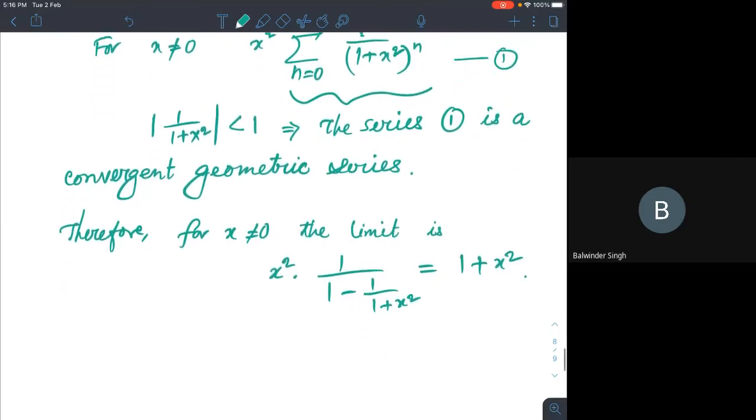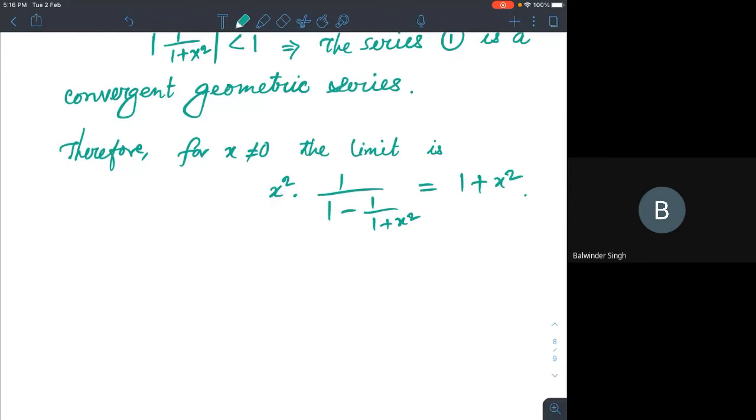So see the importance of geometric series. Most interesting exercises or examples are constructed using geometric series. All right.